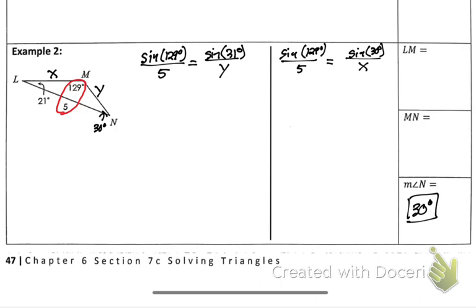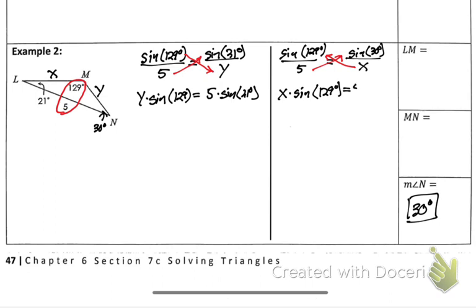And now we'll do our cross multiplications on both of these. We can kind of do these at the same time. So on this one, my cross multiplication would look like this. I'd have y times sine of 129 equals 5 times sine of 21 degrees. I'm going to slide on to the other one and show you that, hey, these are basically the same thing, except with slightly different numbers. I'll have x times sine of 129 equals 5 times sine of 30 degrees.